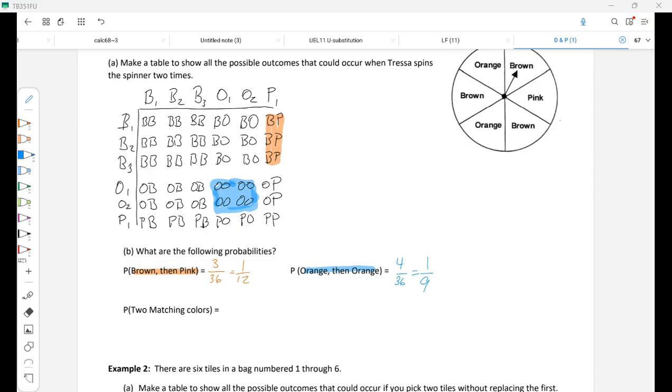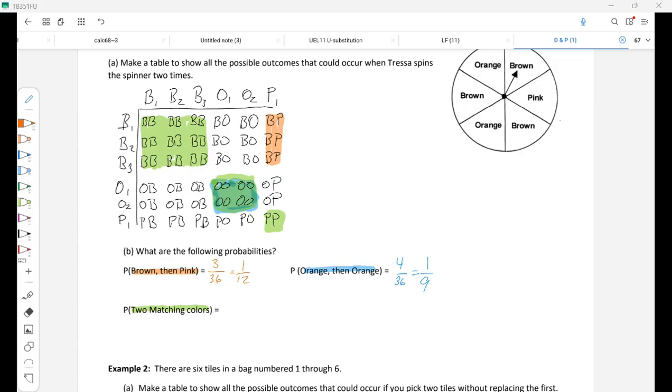Our last question here, what's the probability of getting 2 matching colors? So this one's a little bit less specific. The other ones told you exactly what you wanted to look for in the table, but here we're describing it. 2 matching colors can be any of the 3 colors as long as they're a match. So we have these 9 different ways to get 2 browns. We have the 4 oranges we talked about in the last problem. And we have this one lonely pair of pinks down here.